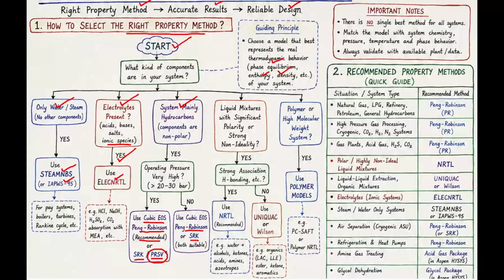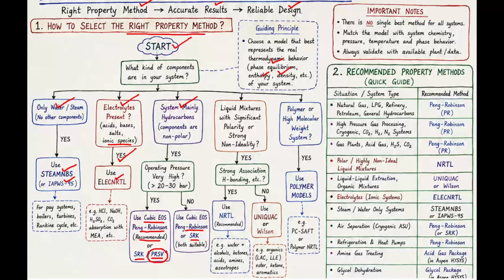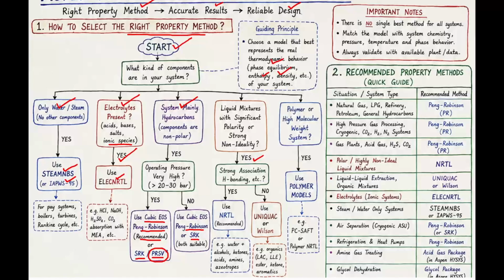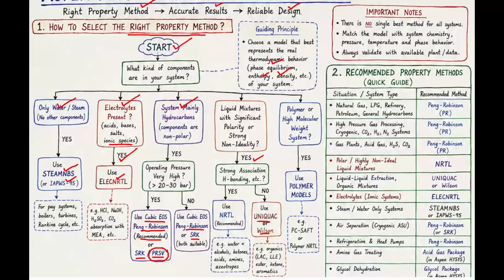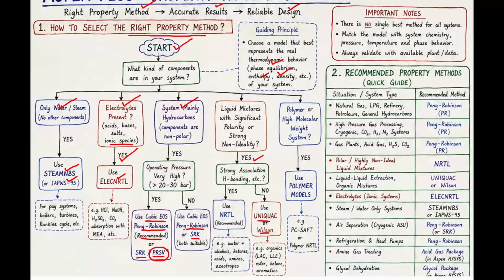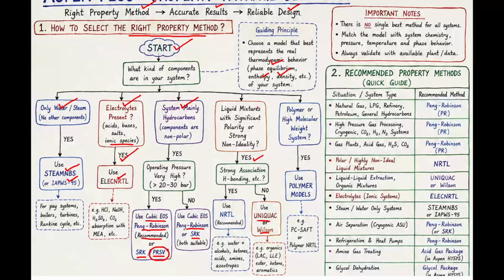Going to the fourth part, liquid mixtures with significant polarity or strong non-ideality. If this is yes, then check whether there is strong association or hydrogen bonding. If this is yes, use NRTL. If no, use UNIQUAC or Wilson. For NRTL, the examples include water, alcohols, ketones, acids, amines, azeotropes. While for UNIQUAC or Wilson, the examples include organics, esters, ketones, aromatics. So we have covered the 4 parts.